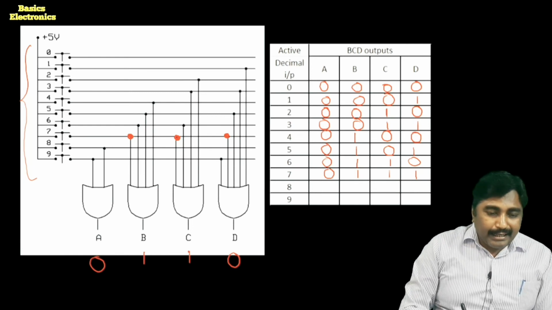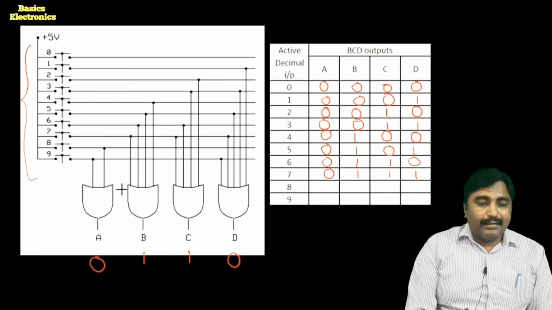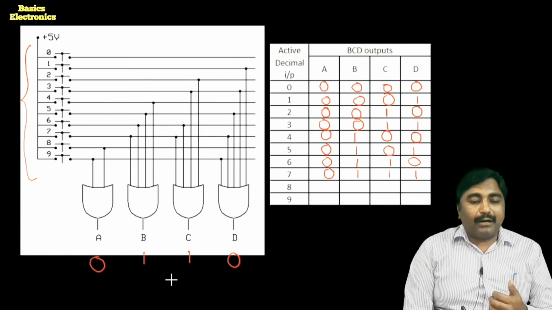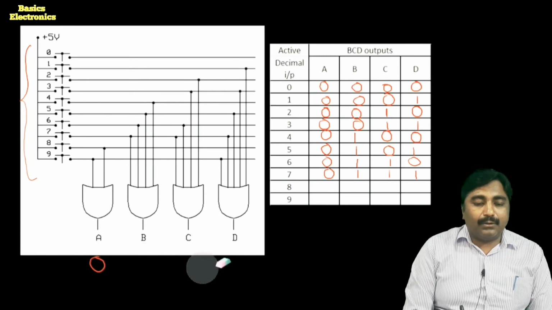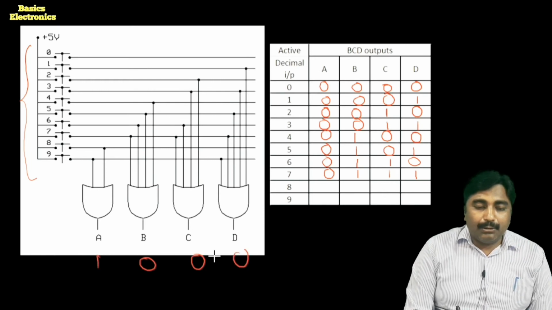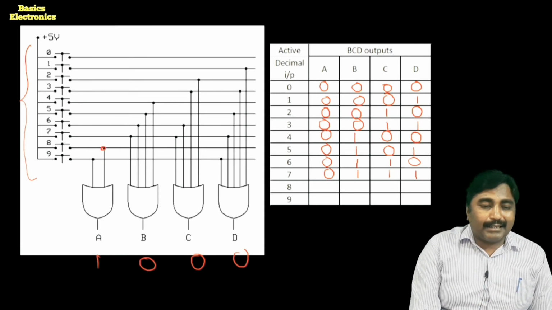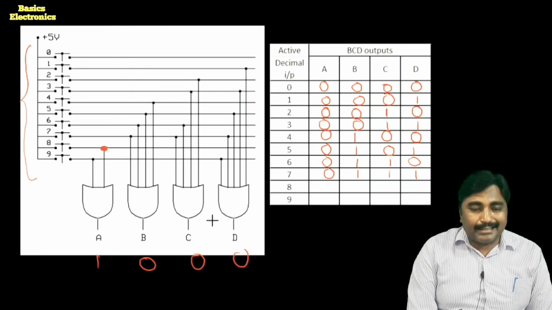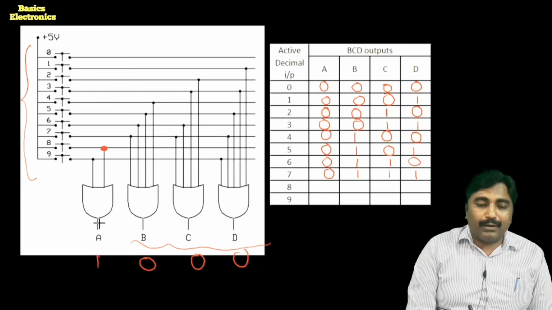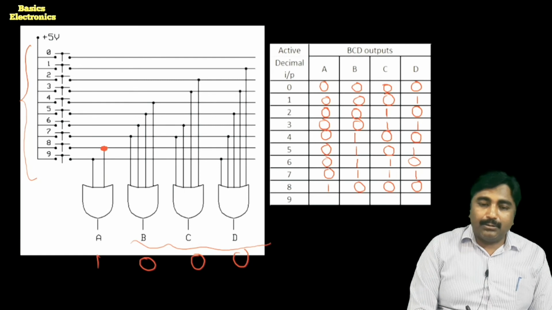Now when we apply the decimal input 8, the BCD output of the encoder must be equal to 1, 0, 0, 0. But how do we get the output 1, 0, 0, 0? See here, the switch number 8 is connected to the first gate only. It is not connected to these three gates. So their outputs become 0, 0, 0, and only the output of the MS bit gate A is equal to 1, and all remaining outputs are 0.